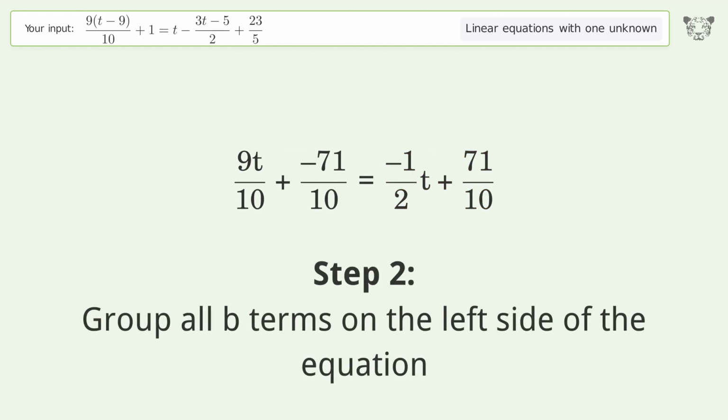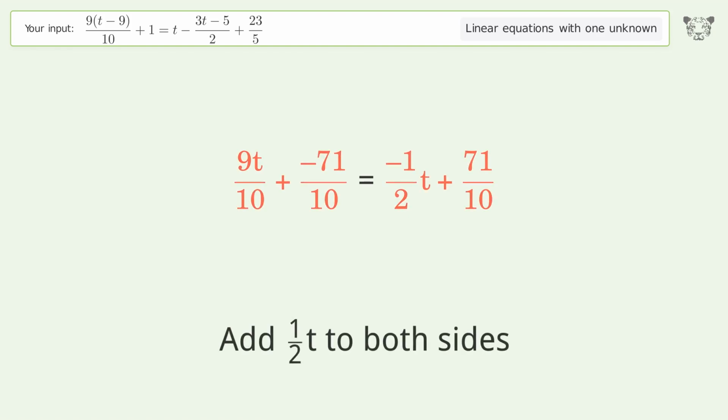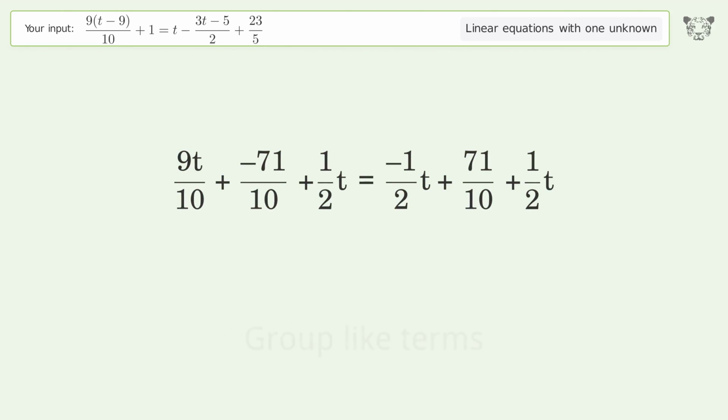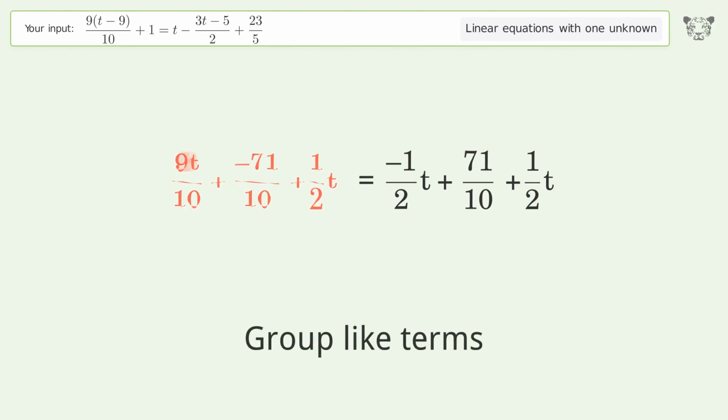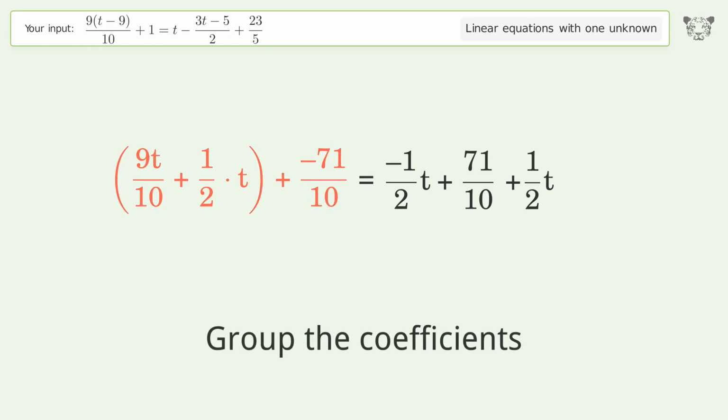Group all b terms on the left side of the equation. Add 1/2t to both sides. Group like terms. Group the coefficients.